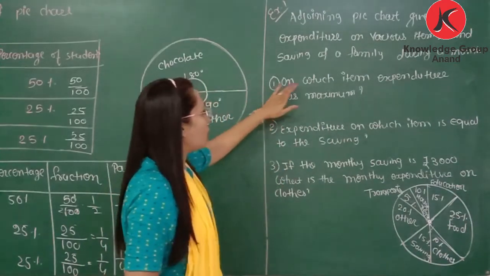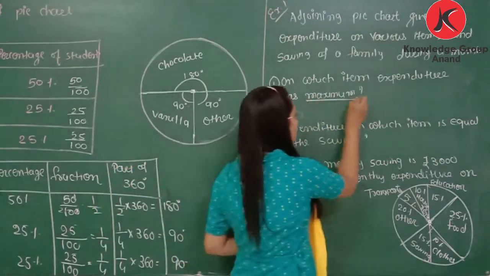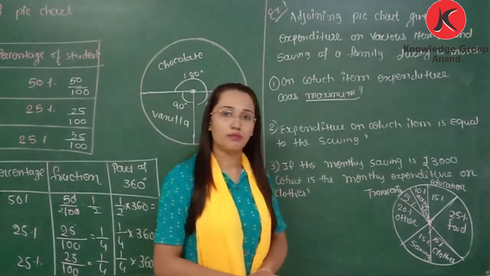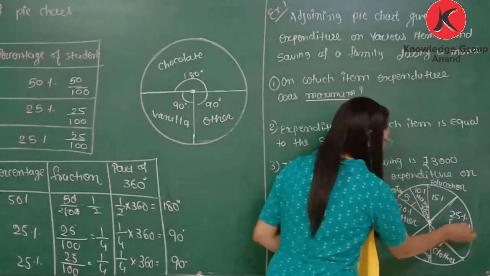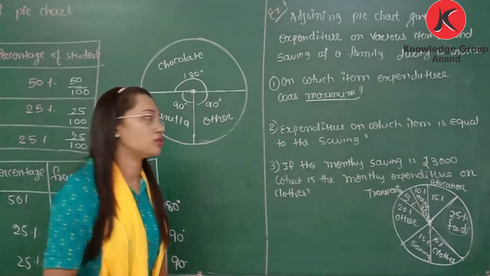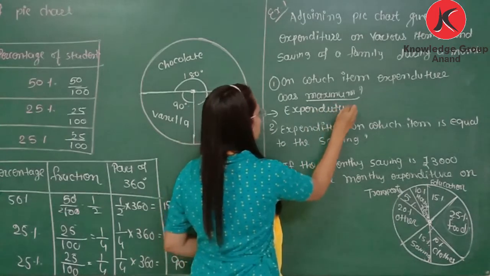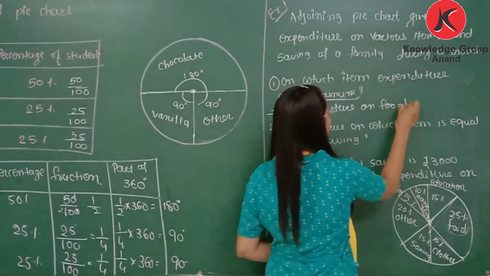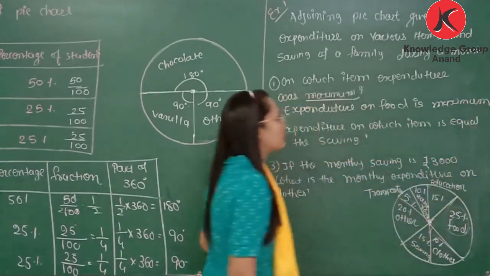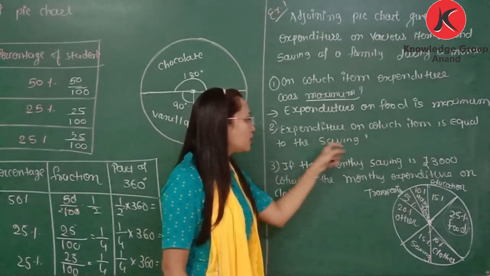Okay, so this information is given, and from this information you need to answer the questions. So what is the first? On which item was the expenditure maximum? Now how can we find what is the maximum? Whatever part in a circle is larger, that represents maximum expenditure. Now here you can see 25% is given for food. That is the maximum expenditure. So you can write, expenditure on food is maximum.